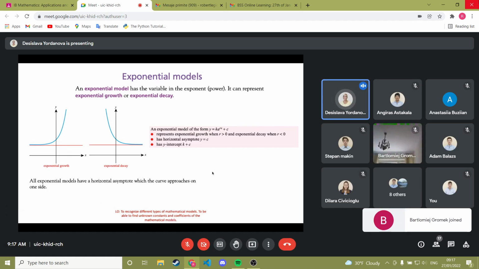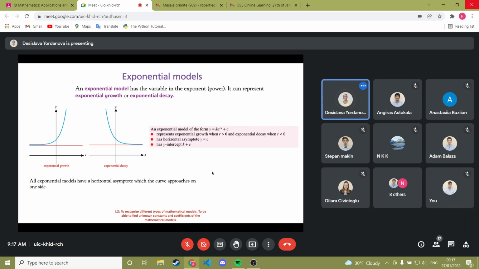And the y-intercept, how do we get in general y-intercept of a function algebraically? When x is equal to 0. That's why when we put x equals 0, the a to the power of 0 equals 1. So we will have that y equals k times 1 plus c, which is k plus c. So when r is positive, it's growth. When it's negative, it's decay. The horizontal asymptote is y equals the free term, y equals c. And the y-intercept is always k plus c.